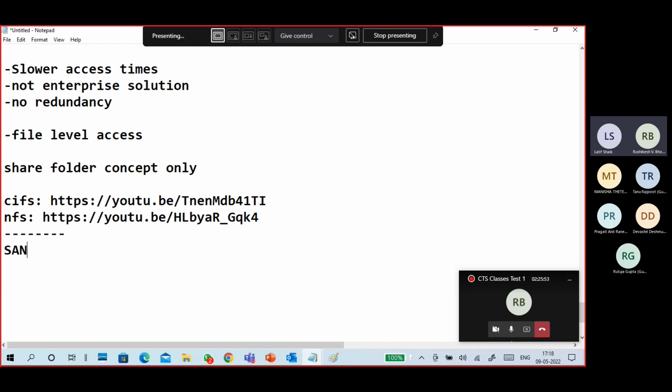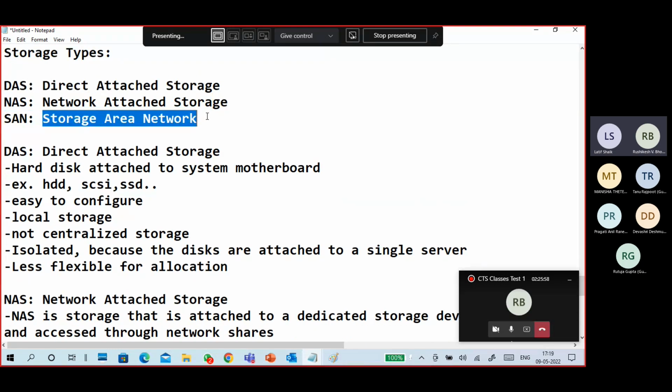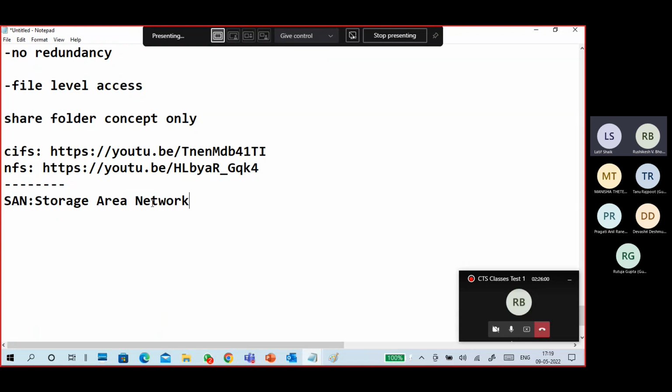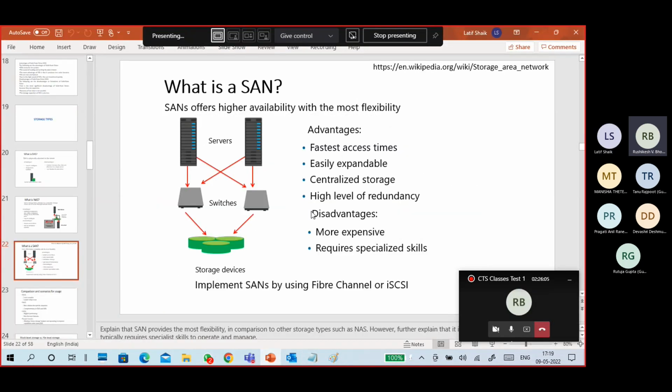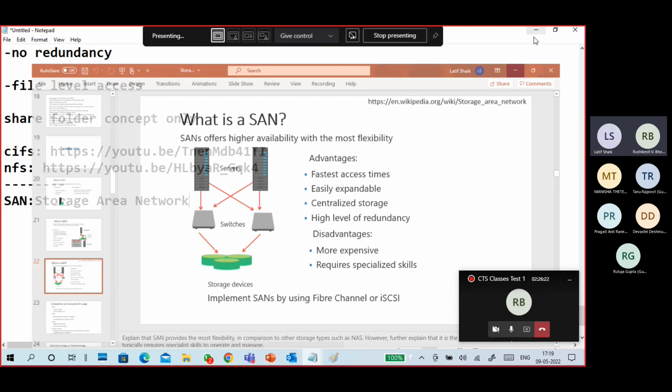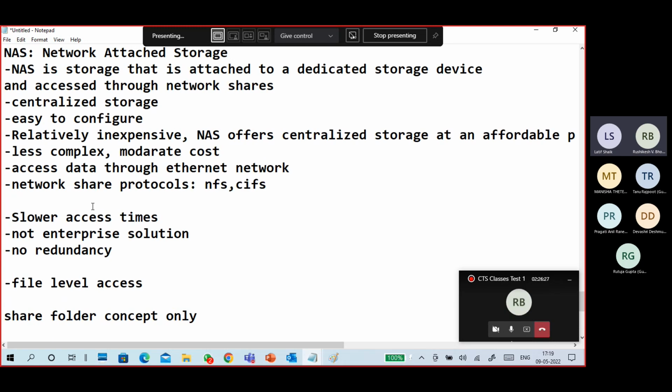Finally, SAN. What is SAN? Storage area network. This is the storage area network. If you want to know more, there is a Wikipedia link given here. A storage area network offers high availability with more flexibility. It is not easy, it is complex and costly.